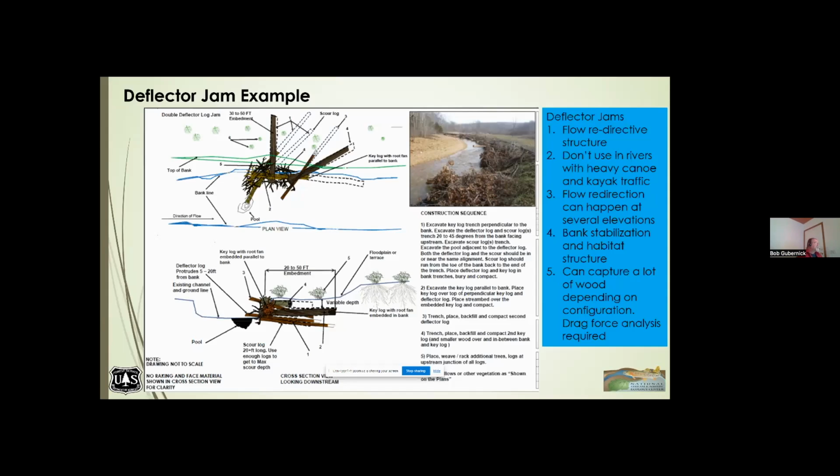The thing that you have to watch out for about redirective structures, especially the deflector jam, is if you have a lot of recreational boat traffic, kayakers, canoeists, rafts coming down the river, you want to avoid this type of structure because it becomes a public safety issue. The other ones, meander bend jams, a lot of those other ones, there's not wood that sticks out very far into the channel, and they're much safer for streams with a lot of recreation on it.